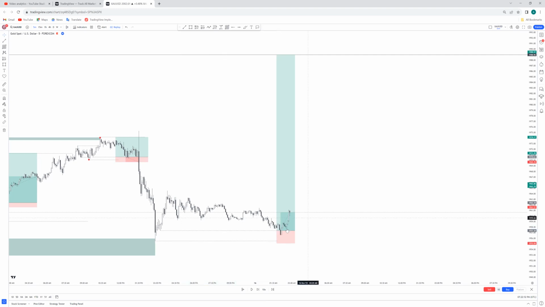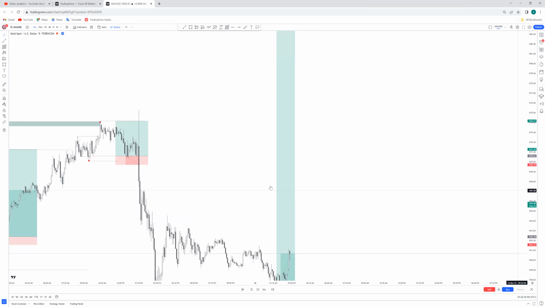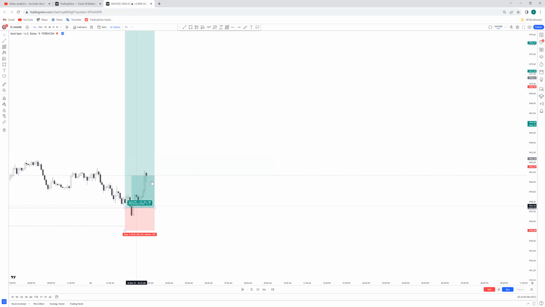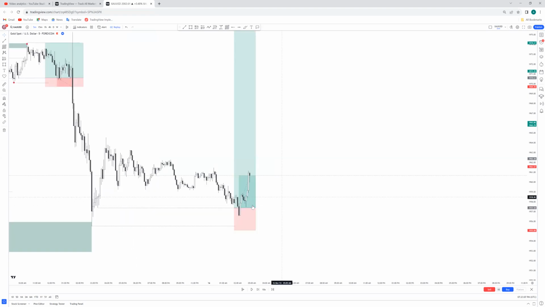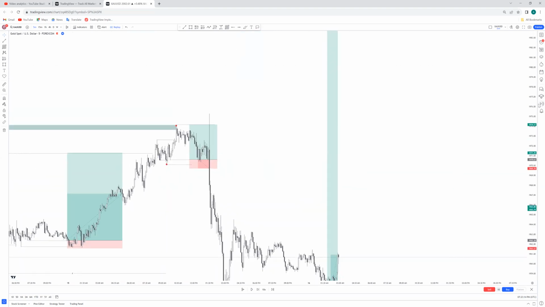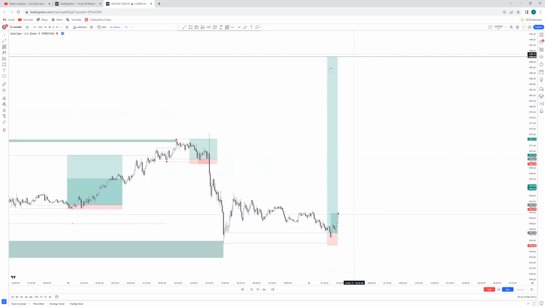Now there's another confirmation entry here. After we have this sweep and break, price raced to this other block immediately. So these are other confirmations for people that use this kind of entry. But I don't use this kind of entry. This is the type of entry I use. So now this is where we are going to.